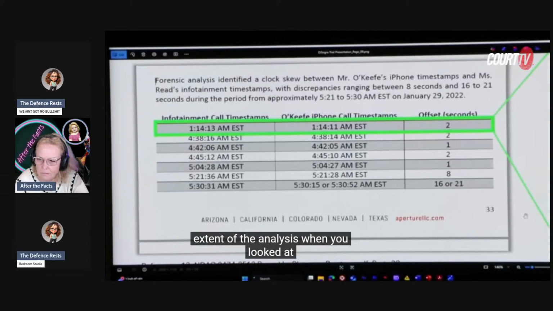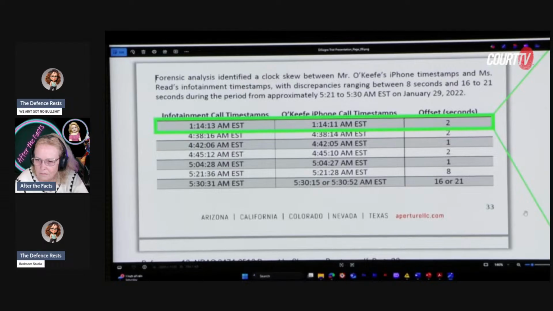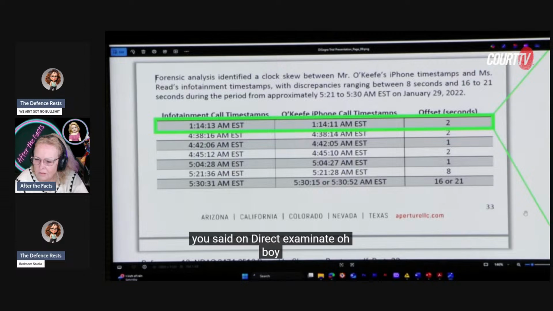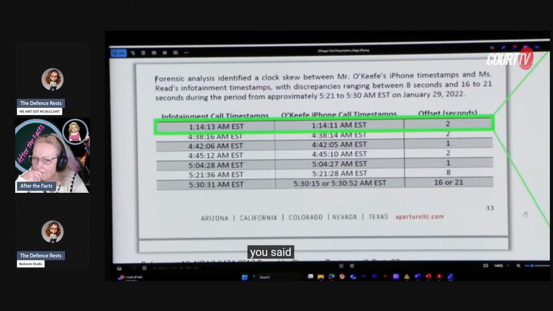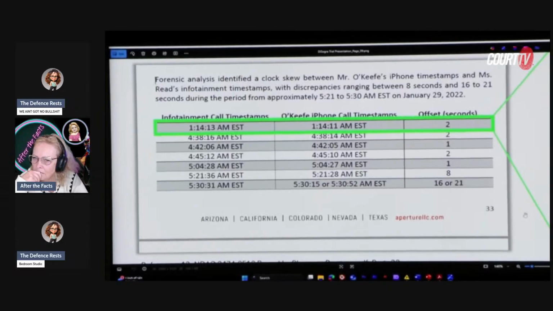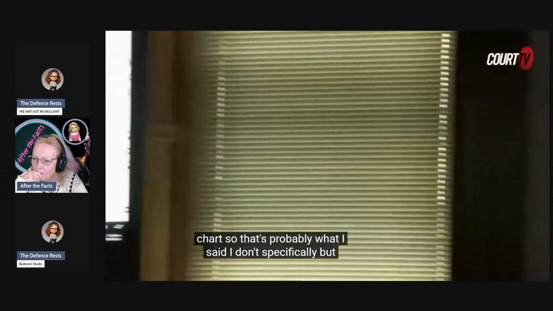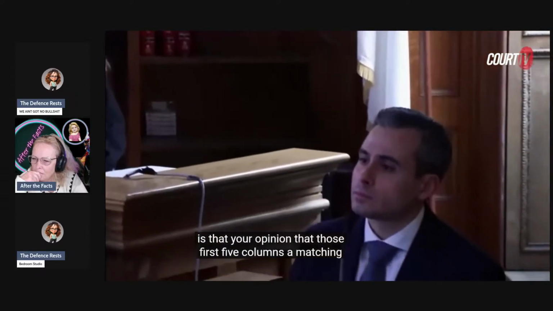When you looked at the first 5 columns, 1:14:13 a.m., 4:38:16 a.m., 4:42:06 a.m., 4:45:12 a.m., and 5:04:28 a.m., 5:04:27. You said on direct examination that was matching infotainment to iPhone. That's what it says on the chart. So that's probably what I said. I don't remember specifically, but that's what the chart says. Is that your opinion that those first 5 columns are matching infotainment to iPhone?